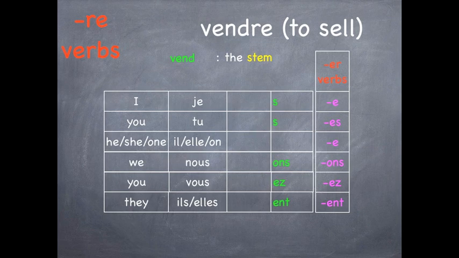So, I sell, je vends. You sell, tu vends. He sells, il vend. We sell, nous vendons. You sell, vous vendez. And they sell, ils vendent.